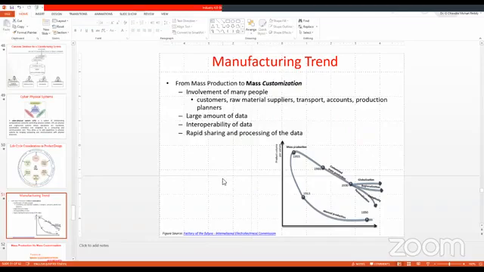And people are moving more towards mass customization from mass production. So without much increase in the cost. Even from mass production to mass customization, the difference should not be more than 3 to 5%. But through mass customization, you are going to satisfy each and individual customer, which is not possible through mass production. In this also, you are going to create a large amount of data, and there is a rapid sharing and processing of data involved.